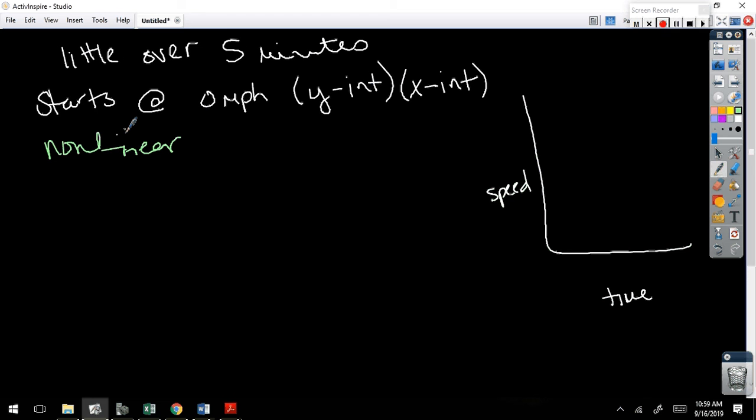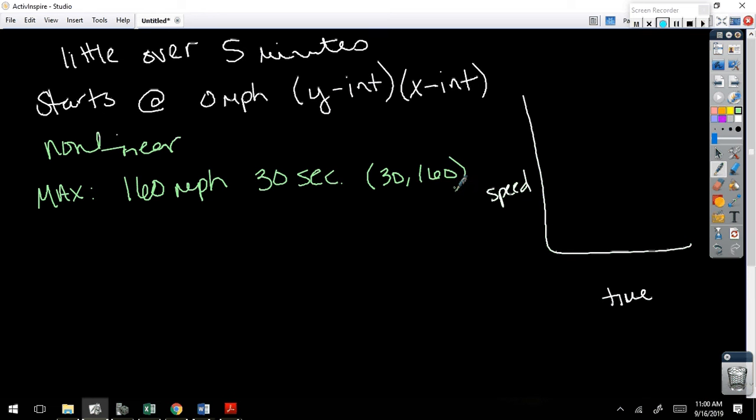Jose's maximum speed. So they're giving me extrema, a maximum. His maximum speed is 160 miles per hour, which he reaches 30 seconds after driving. Okay? If I'm looking in terms of my graph, that means I have a max that occurs where? At 30, 160. Okay?